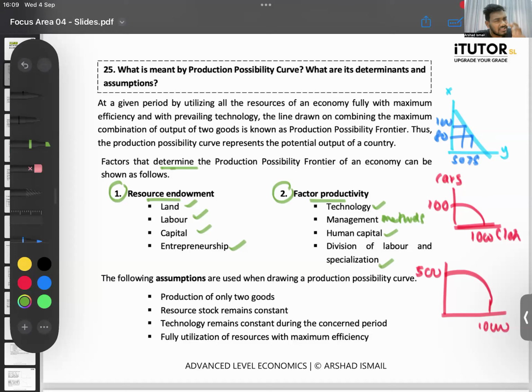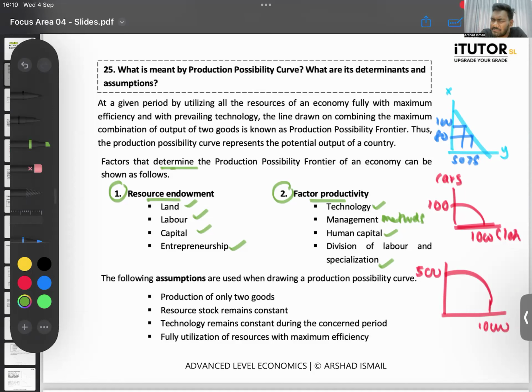So what are the factors, if they ask you, what are the factors that determine the size of a PPC? Or what are the factors that determine the production potential of a country? You need to write these two. One is the amount of resources you have. We call it resource endowment. Second is the productivity of your resources, or we can say factor productivity.